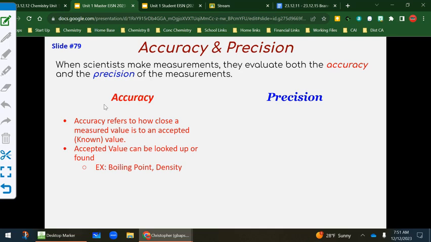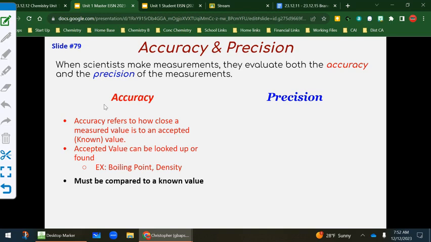Examples of things that can be looked up: density, boiling point. For accuracy, you have to compare to the known value. We said the boiling point of water is 100 degrees Celsius. That's what the known value is. So if your thermometer in boiling water is reading 100 degrees Celsius, boom, it is right on. But if it's reading 103, it's a little bit off, ladies and gentlemen. That is accuracy. Okay?